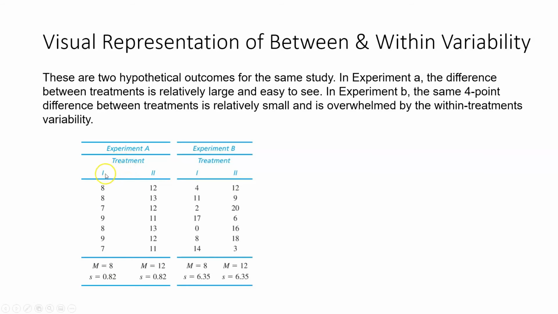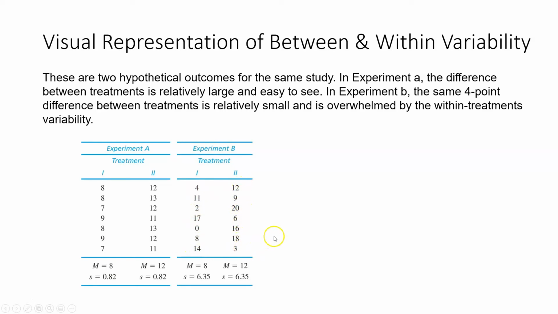So here, treatment 1 and treatment 2 are the same distance apart, 8 versus 12, as in experiment B, where treatments 1 and 2 are also 8 versus 12. But in the first experiment, you've got scores that are very close to each other in each of the 2 conditions. In experiment B, the scores are much more variable, much further apart.